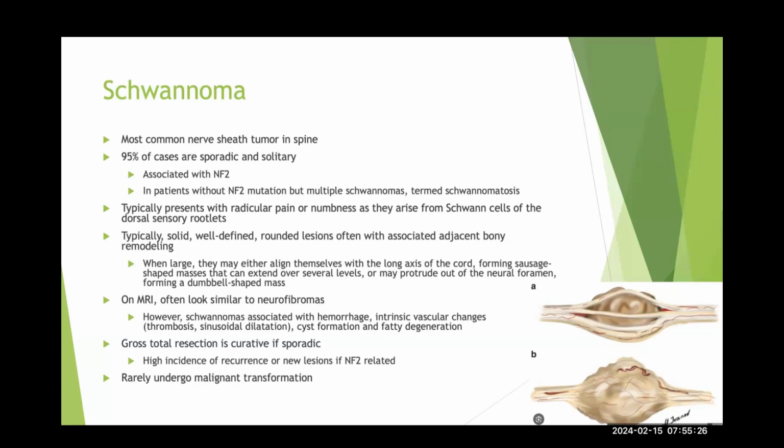However, some things that may tip you towards a schwannoma are that they're associated with hemorrhage, as Dr. Goltekin just mentioned, intrinsic vascular changes, and often cystic formation and/or fatty degeneration, all of which are typically not seen in neurofibromas. Again, gross total resection is curative, especially if it's sporadic. However, if they're NF2 related, there's a very high incidence of recurrence and/or new lesions, and these patients need to be followed closely, and they rarely undergo malignant transformation.